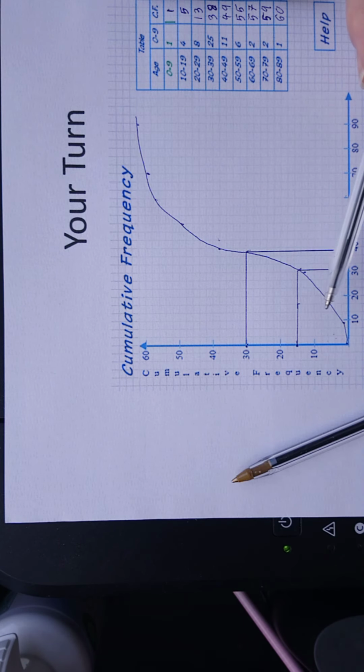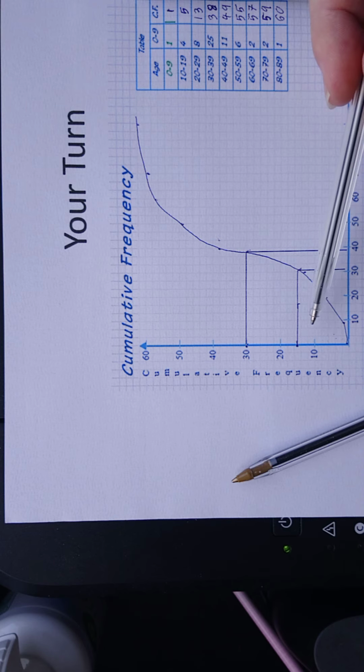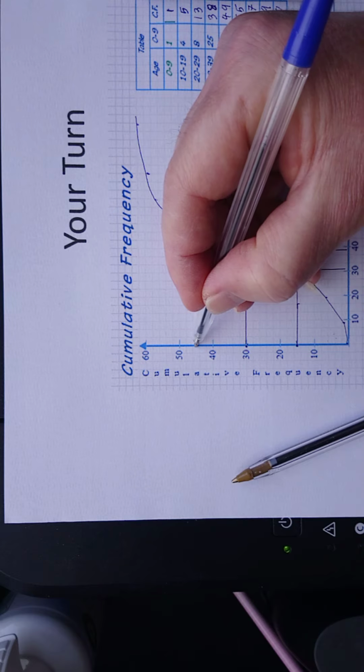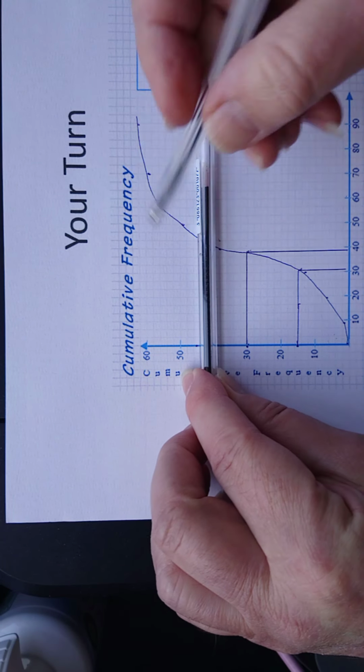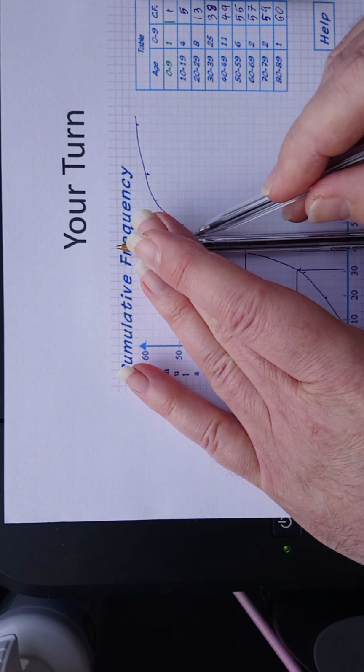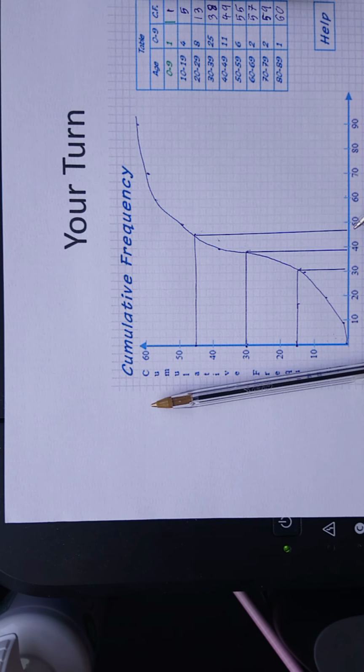Now, to find the upper quartile, we know it's 3 times the lower quartile position. Lower quartile position was 15. 3 15s are 45. Let's make a small mark there. Repeat the process. Bring it straight down from the ogive. Read off the value from the x-axis, which looks to be about 47. So we're going to say that the upper quartile, or UQ, equals 47. And that's how you estimate your values for the lower quartile, upper quartile, and the median for a cumulative frequency graph.